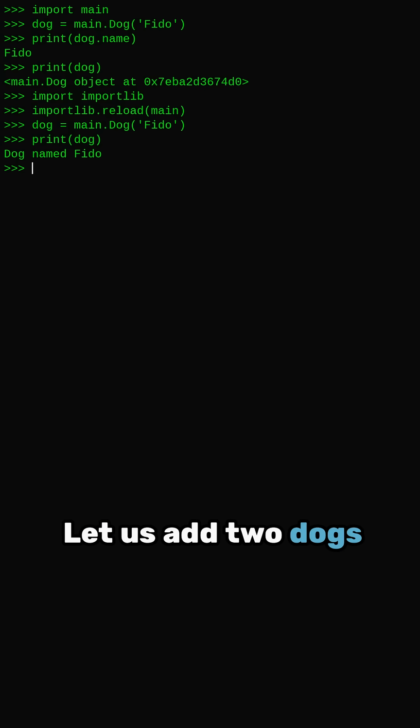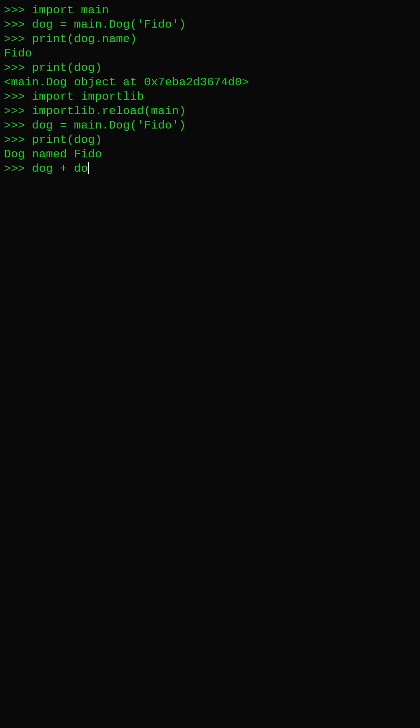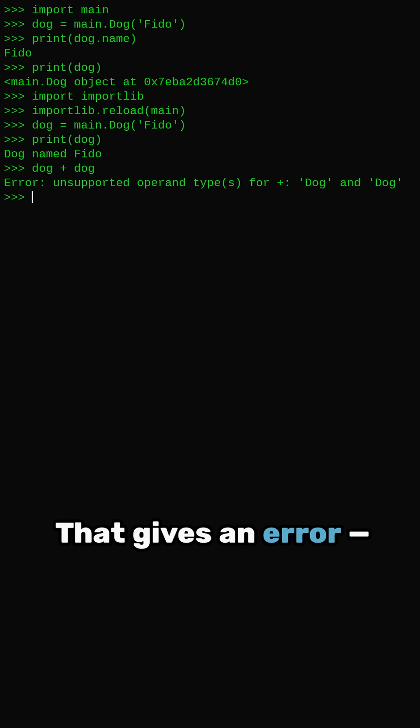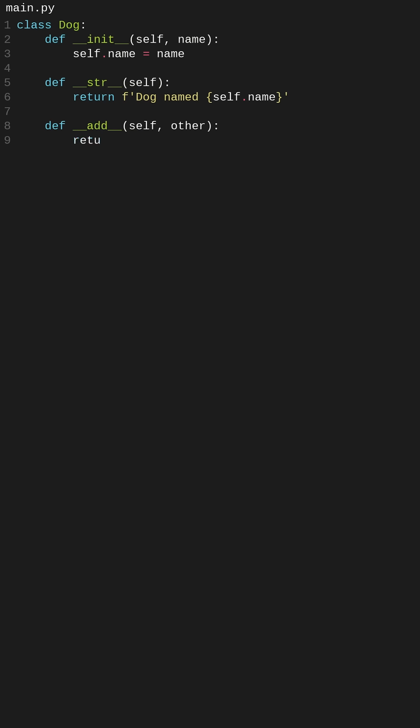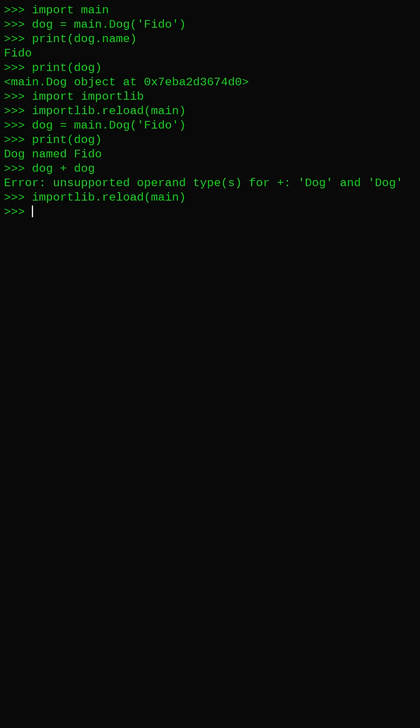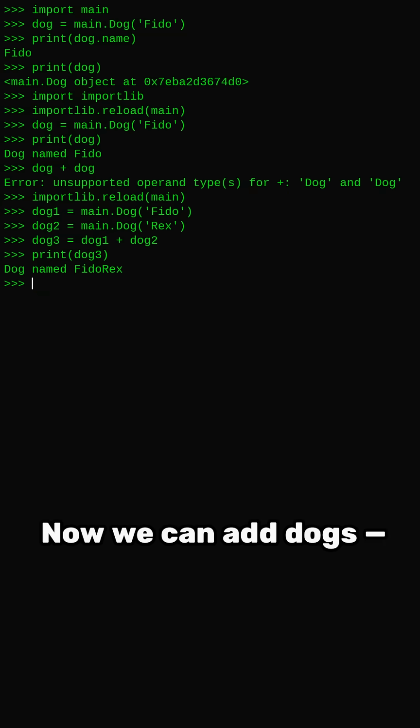Let us add two dogs together, just for fun. That gives an error. Python does not know how to add dog objects, but we can teach it by defining __add__. Now we can add dogs, because we defined what plus means for them.